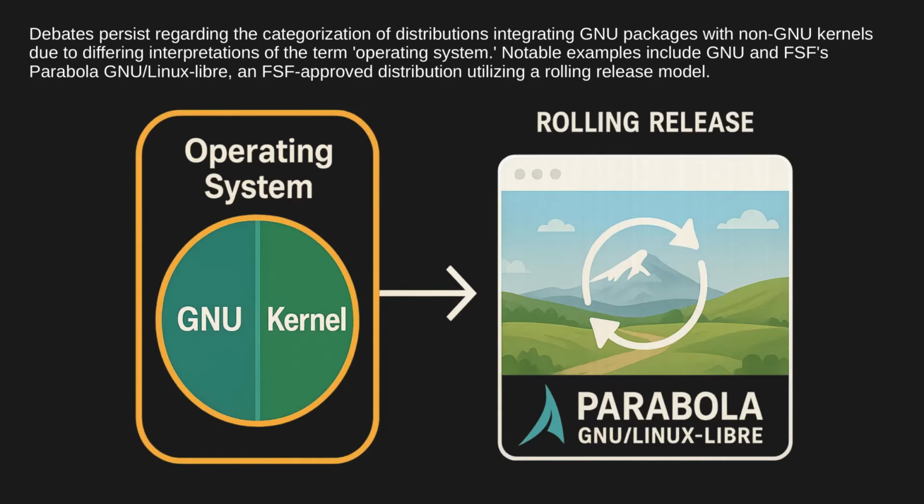Debates persist regarding the categorization of distributions integrating GNU packages with non-GNU kernels due to differing interpretations of the term operating system. Notable examples include GNU and FSF's Parabola GNU/Linux-libre, an FSF-approved distribution utilizing a rolling release model.